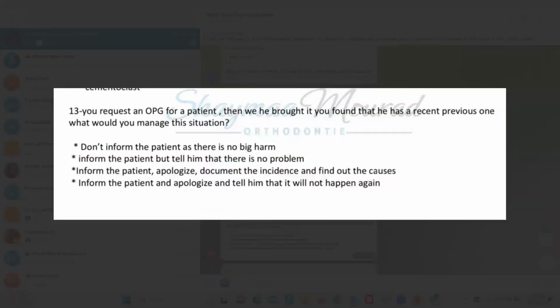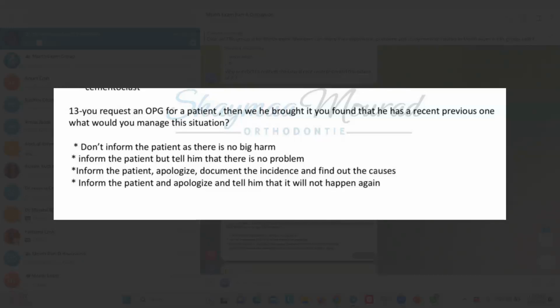You requested an OPG from the patient, then he brought it. You found that he has a recent previous one. How will you manage this situation? Do not inform the patient as there is no big harm. Inform the patient that there is no problem. Inform the patient, apologize, document the incident. Frankly, I do not understand the English. Inform the patient, apologize, and tell him that it will not happen again.